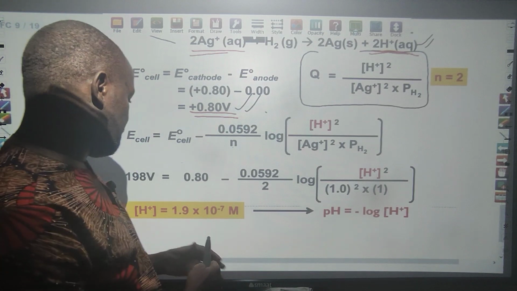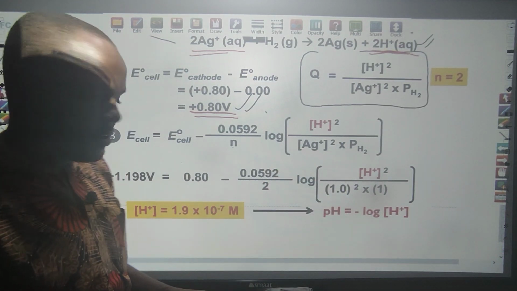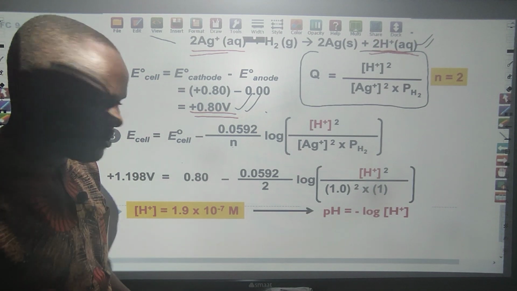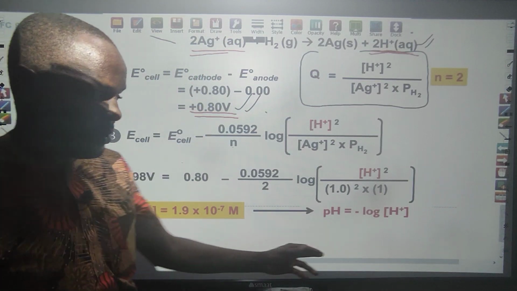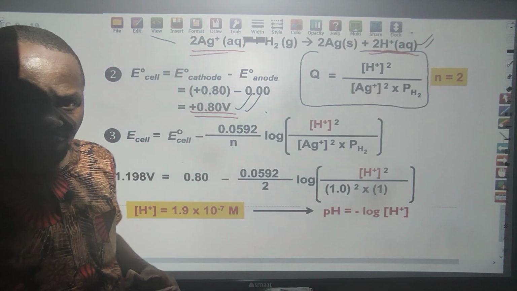Now, always keep it in mind. H plus, from here, if you do your mathematics, will give you this value of 1.9 times 10 raised to the power minus 7. But if the question asks you to calculate the pH of the solution, you know pH equals negative log of the hydrogen ion concentration to base 10.